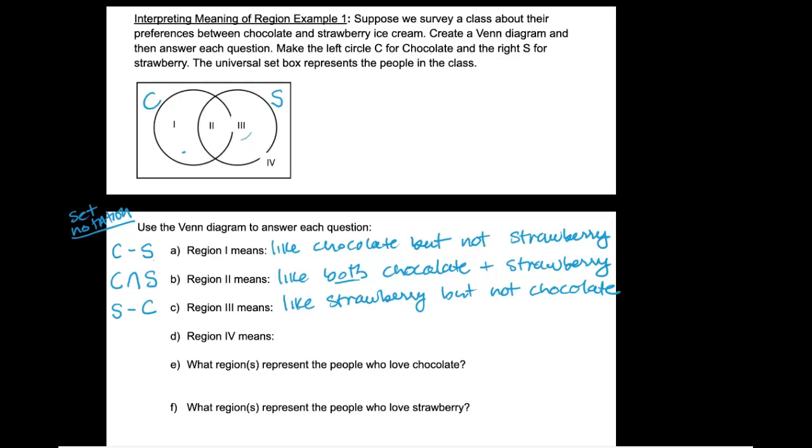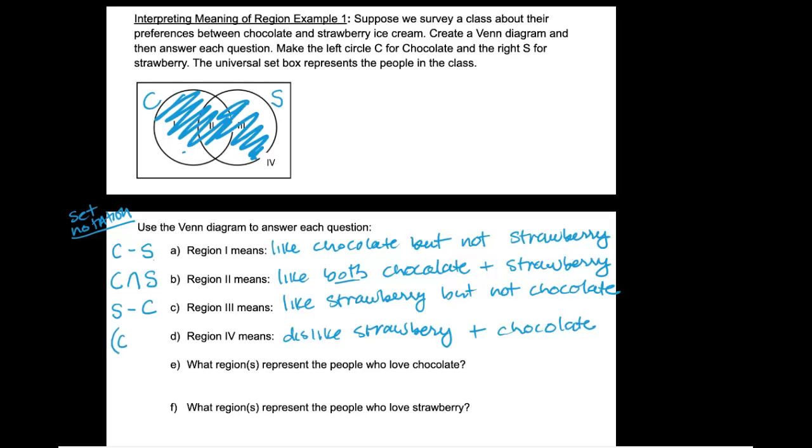And then region 4, those would be the students that dislike both strawberry and chocolate. The notation for that, we could use the complement. If we think about what C union S would be, C union S would be all of this. If we take the complement of that, then we would get the outside. So if I write parenthesis C union S, chocolate and strawberry combined together, and then the complement, we would have everything on the outside.